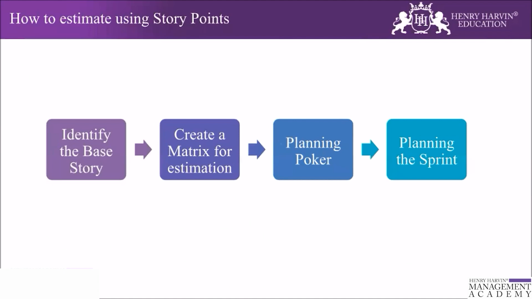So how are we going to estimate using story points? The first step is to identify the base story. Like we said, the story point is a complex unit that includes three estimates: the risk, complexity, and the volume. To find a base story, we search for one medium-sized task that is understandable for everybody.